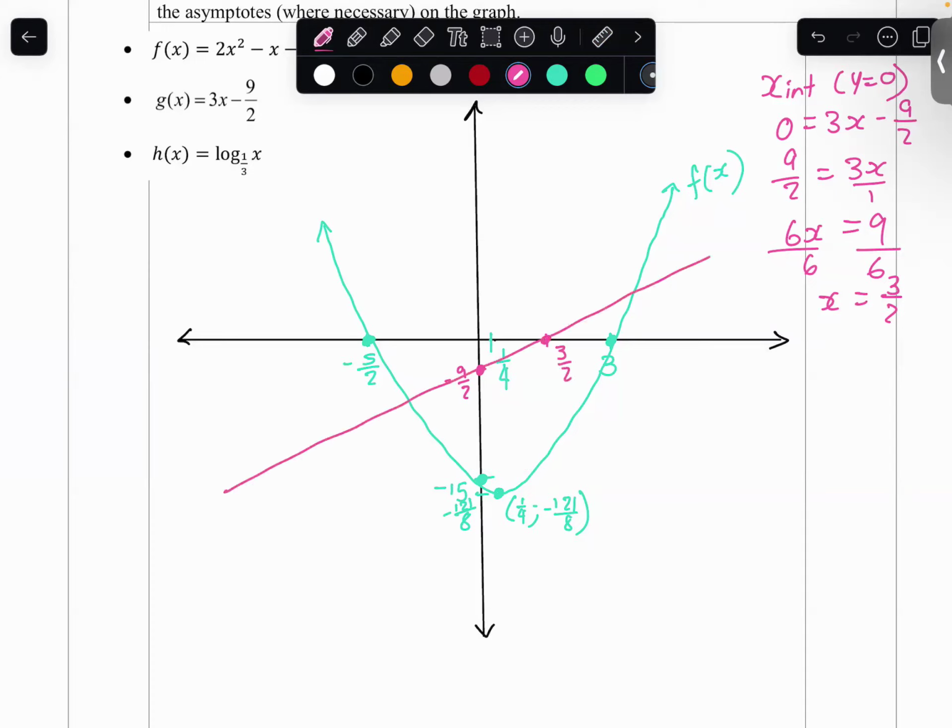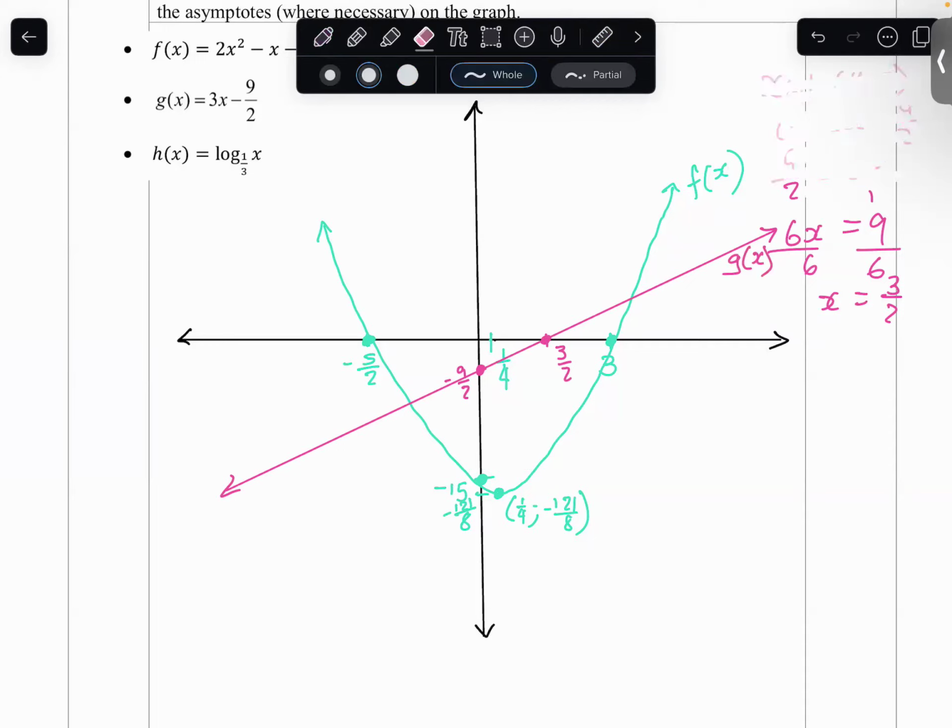So a straight line is going to look like that. Right? That's g of x. And then the last one is the opposite of your exponential graph.